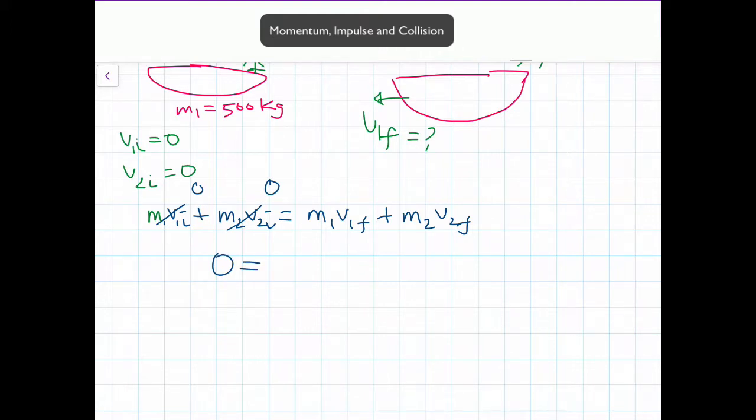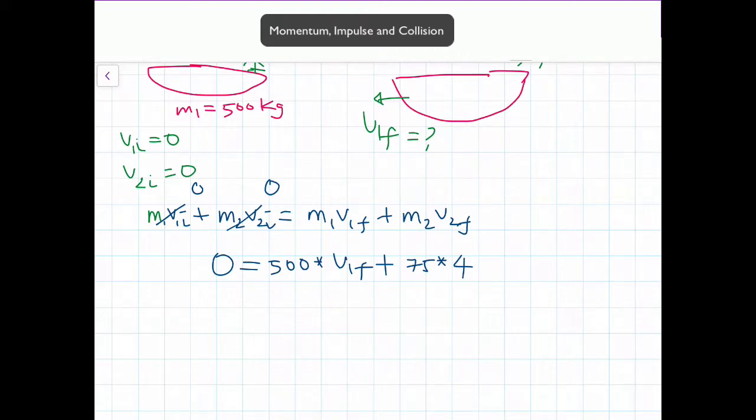We know that mass 1 is 500. V1 final is unknown. Mass 2 is 75 kilogram. Everything is in SI units, so I don't need to convert any of the units. Then you have V2 final. V2 final is known, so we're going to substitute it by its known value, which is 4.